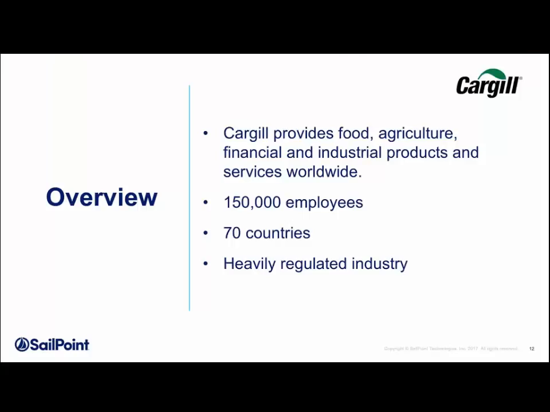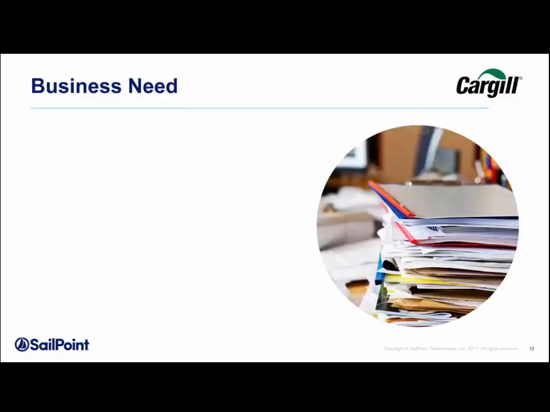Thanks, Paul. So my name is Josh Bovee. Just want to give a quick introduction to Cargill. We're a company that provides food, agricultural, financial, and industrial products and services worldwide. We recently celebrated our 150th anniversary. We have 150,000 employees globally. We operate in 70 countries, and of course, we operate in a heavily regulated industry.